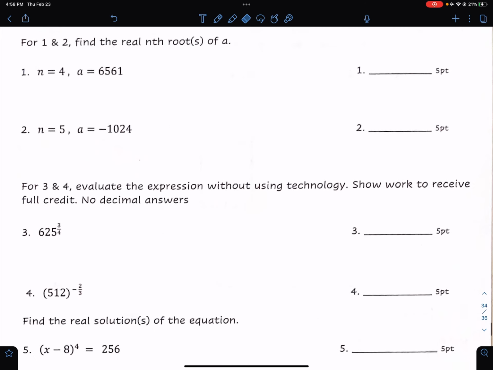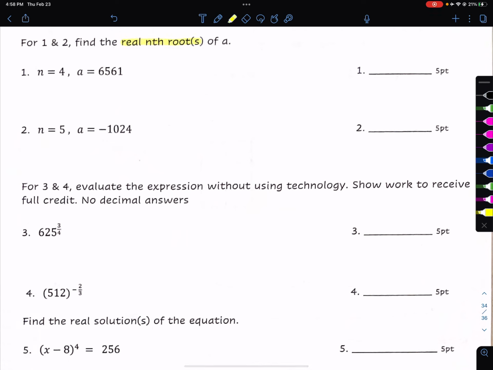All right, for number 1 and number 2, we are looking for the real nth roots. Now, when it's asking us to find the real nth roots, that's when we need to consider both the plus and minus option when possible, okay? So let's go ahead and write it in radical form. So I will have the fourth root of 6,561.